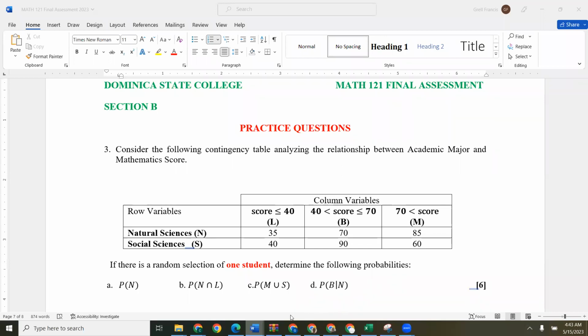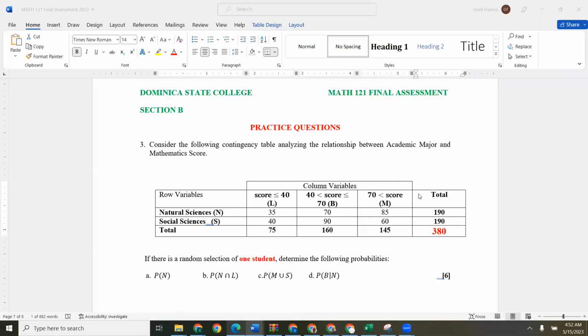First, before we attempt to answer the question directly, we've got to get the row totals, the column totals, and the grand total. Here we have calculated the totals, the subtotals, and the grand total, which is 380. So now we're in a position to calculate, for example, what is the probability that this student is from the natural sciences. So that's P of N.